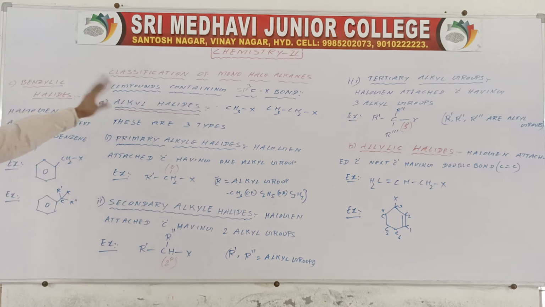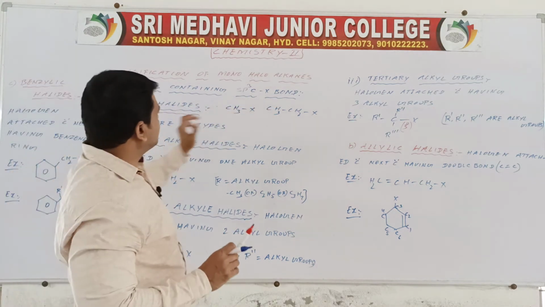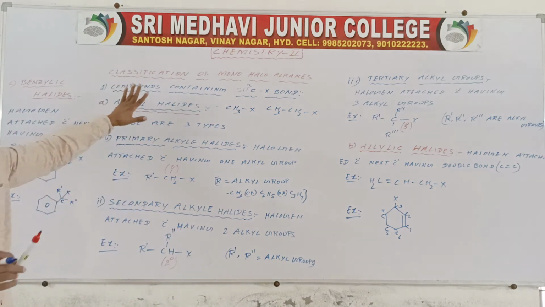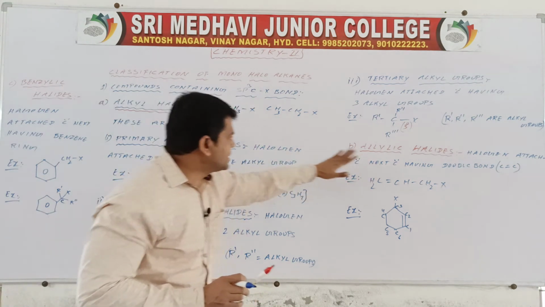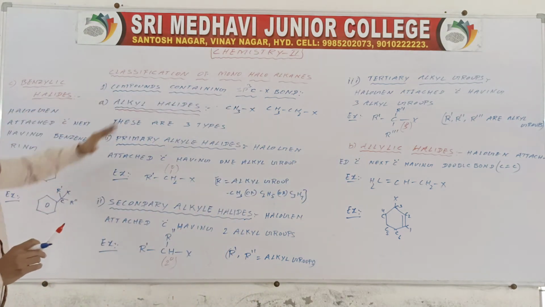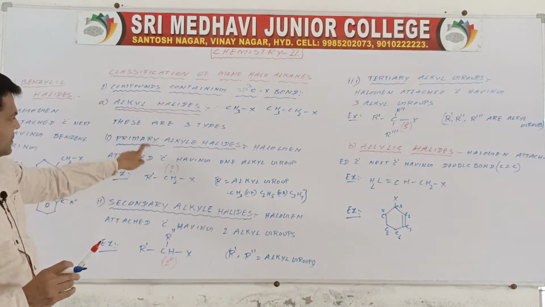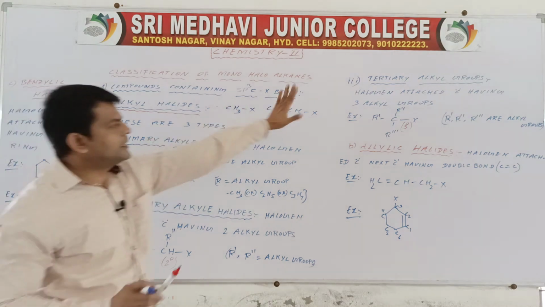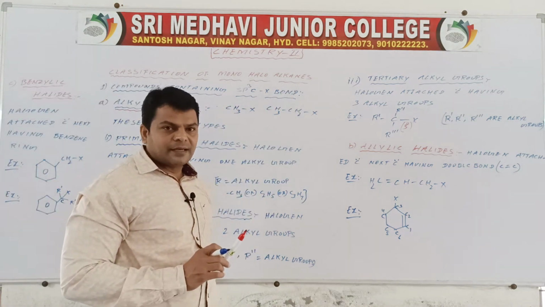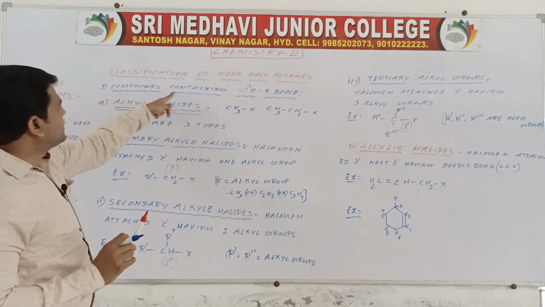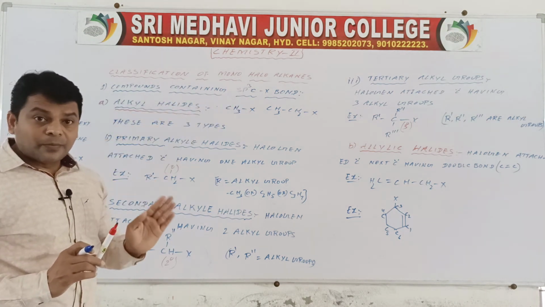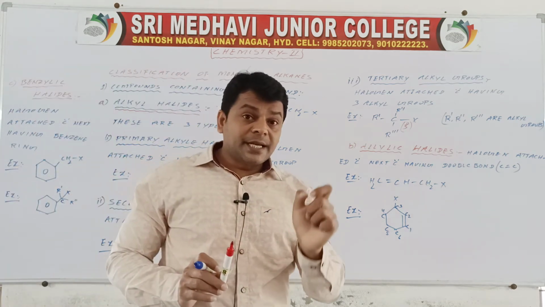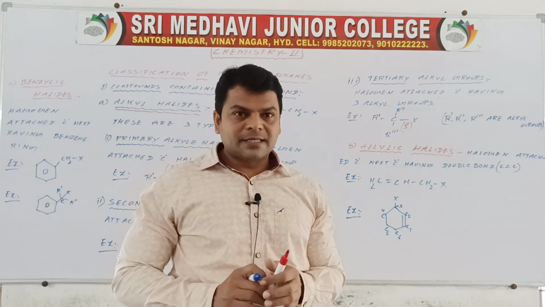Understand? So what I meant to say is, compounds containing an sp3 C-X bond. How many types? Alkyl halides, allylic halides, benzylic halides. Alkyl halides are again divided into three types: primary, secondary and tertiary. So these are compounds containing an sp3 C-X bond. Understand?